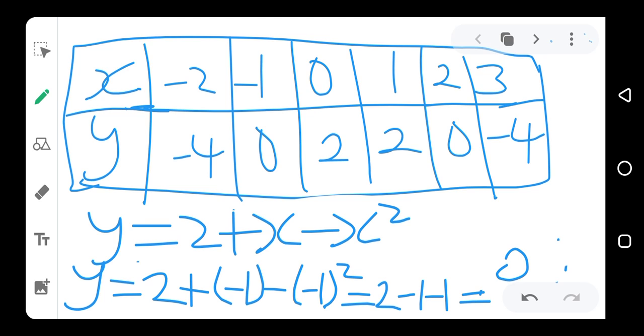You may be wondering, how can we get y equal to 2 when x is equal to 0, and also get 2 again when x is equal to 1? Let me just solve that one.